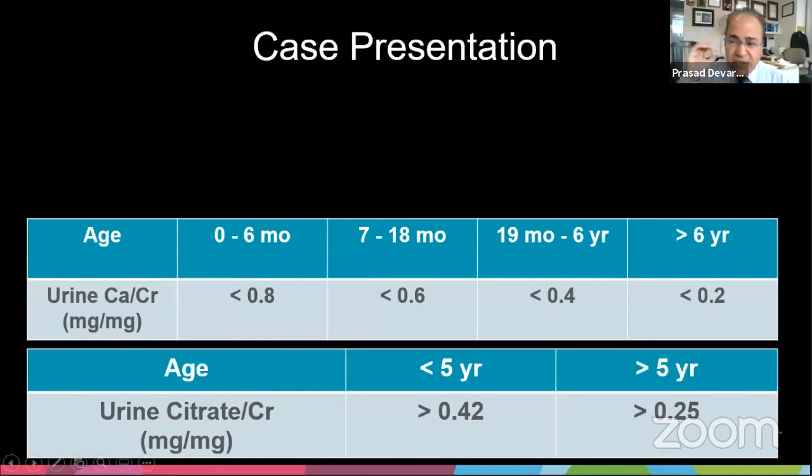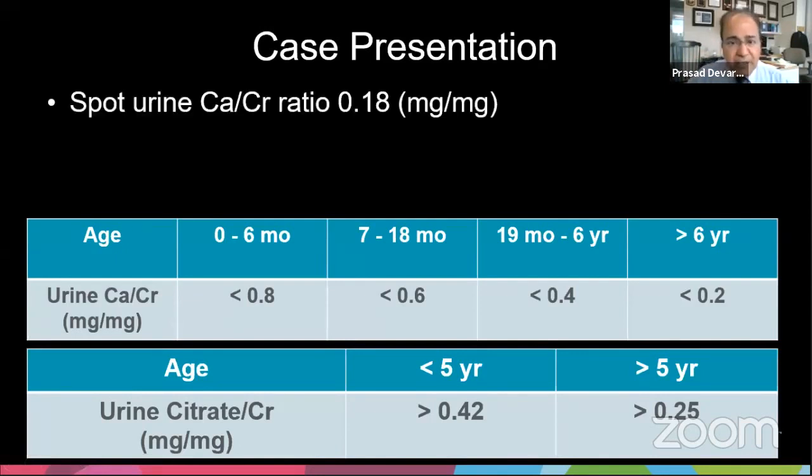And this you can do just on a spot urine sample. You don't need to collect a 24-hour urine. And in this patient, the calcium creatinine ratio on a spot urine was 0.18, which, as you can see, is completely within normal limits. He is 16 years old, so less than 0.2 is normal.